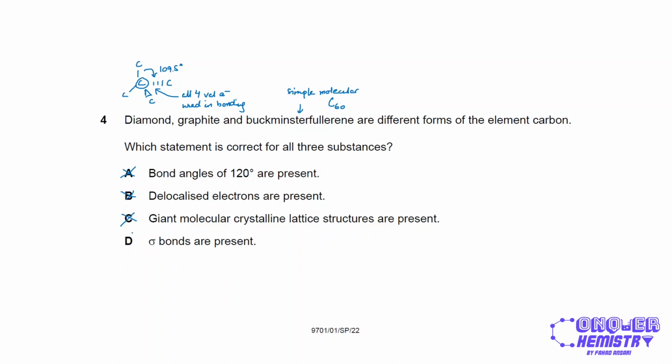So that leaves us with option D. Sigma bonds are present. Remember, all of these are different forms of carbon, which is a non-metal. And so there will be covalent bonds. And wherever there are covalent bonds, there are always sigma bonds present.